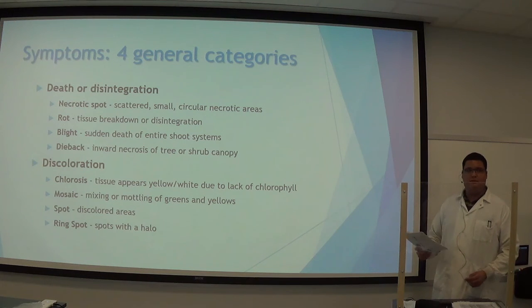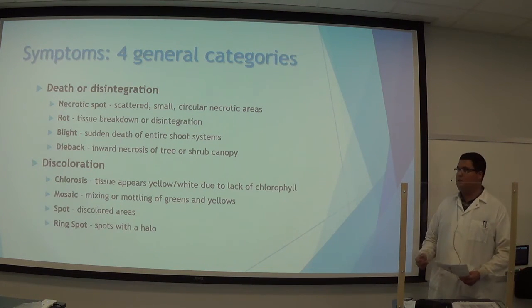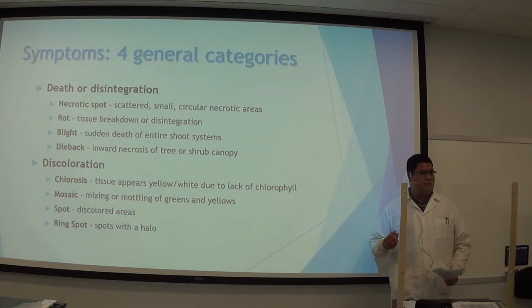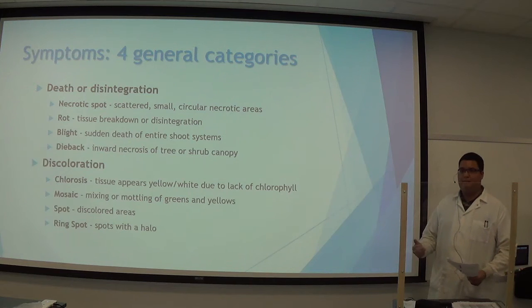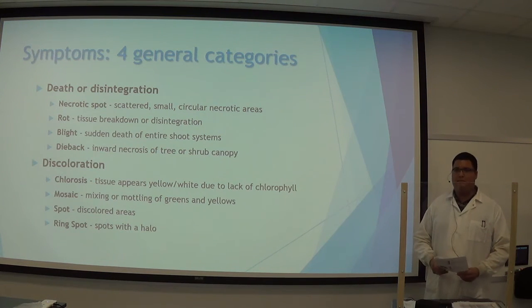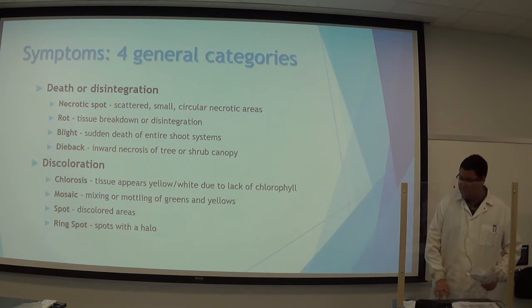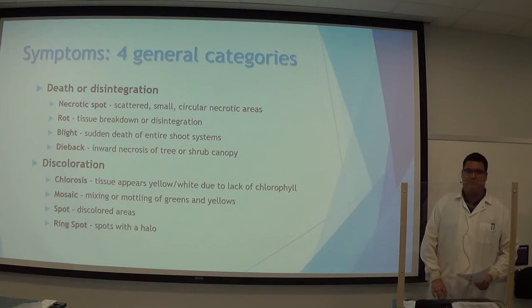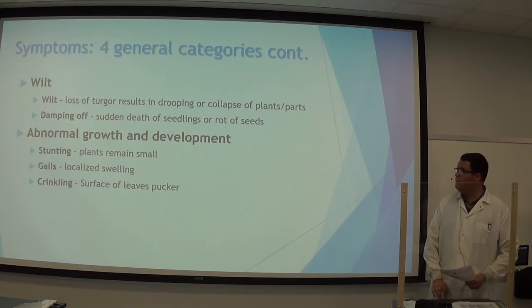You also have discoloration. The more common symptom that you see in many pathogens is chlorosis, which means that the leaves themselves start to turn yellow, and that's a sign of stress. That's a very broad symptom, though, so you can't really pinpoint or diagnose a disease based off of just chlorosis. And then there's, of course, other types of discolorations as well.